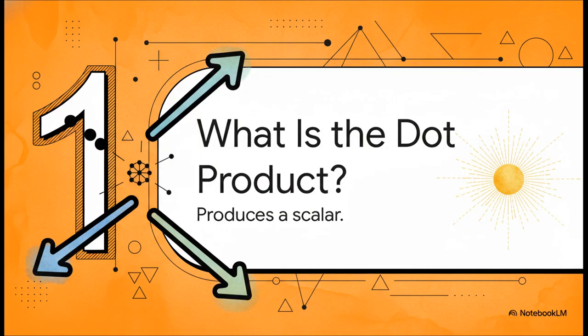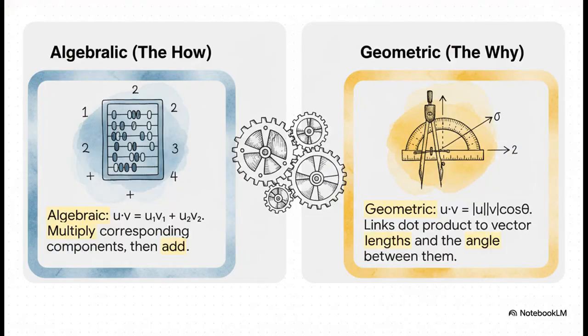Now, the very first thing you need to get is that when you dot two vectors, you don't get another vector. Nope. You get a single number, what we call a scalar. And this one number is packed with information, telling us how much those two vectors are pointing in the same direction.